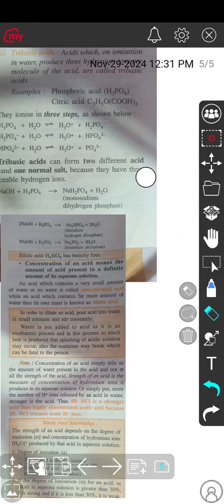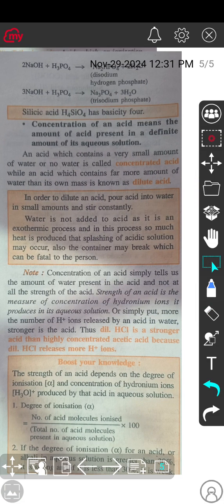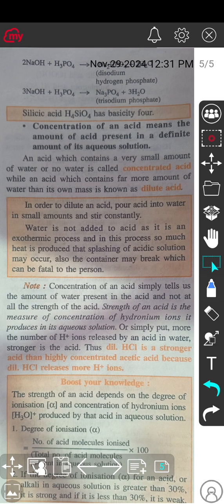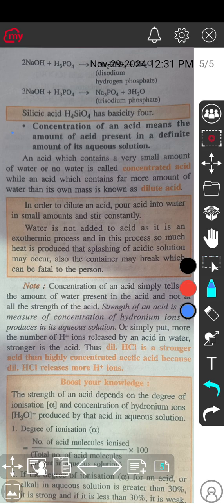Now, silicic acid has basicity 4. You can see it. But we can't tell like this that there are 4 hydrogen atoms so it has basicity 4. We have to do the equations first.